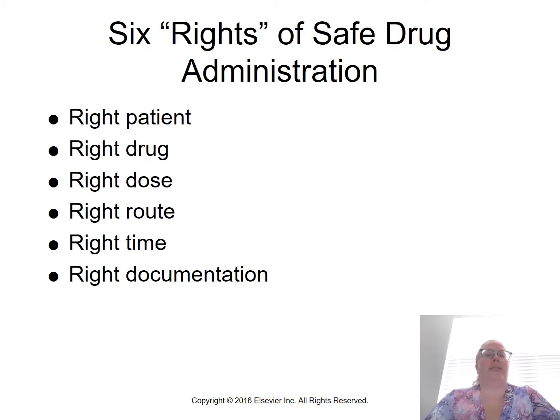So we talk about 6 rights of medication safety administration. The first right is the right patient. So we always want to make sure that we're giving the medication to the right patient. Then the right drug. So we always want to make sure that we're giving the exact right medication to the right patient. The right dose. This is very important. We don't want to overdose or underdose the patient, right? So we need to make sure that we're giving the right dose of a medication.